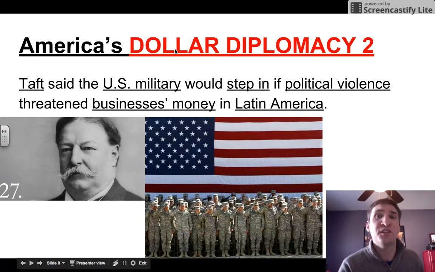America's dollar diplomacy, part 2. Taft said the U.S. military would step in if political violence threatened businesses' money in Latin America. Taft was going to make sure American money was protected.